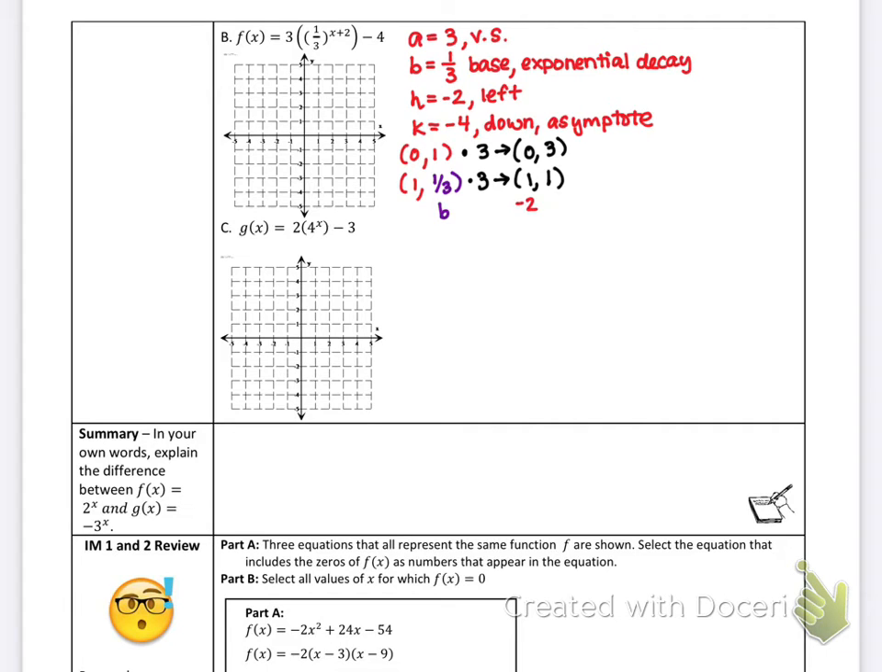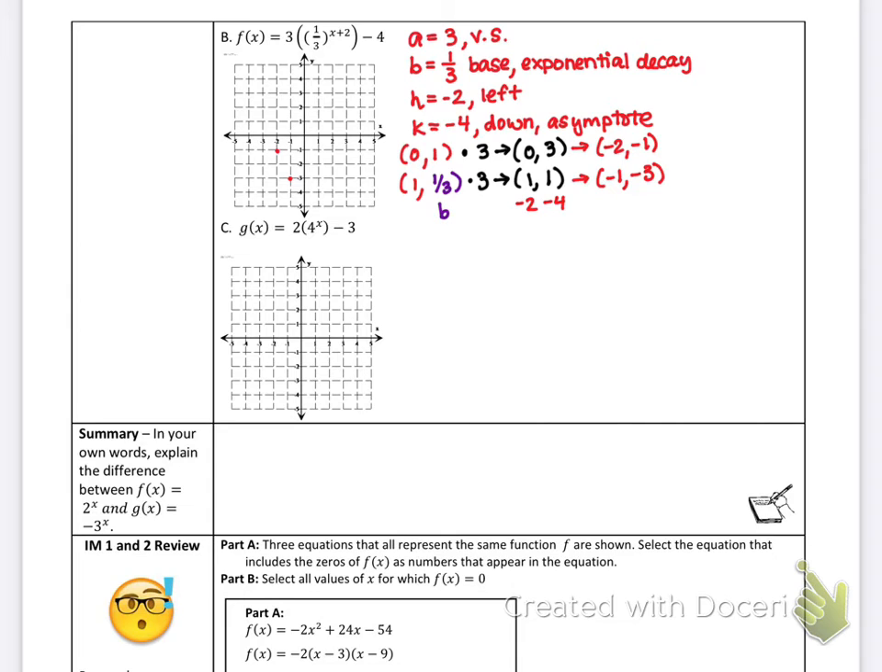And then lastly, we're going to take into account our H and our K. And remember the H shifts the points left 2 and the K shifts the points down 4. And so if we were to manipulate these, our end points would be -2, -1 and -1, -3. So we can go ahead and put those 2 points onto our graph.